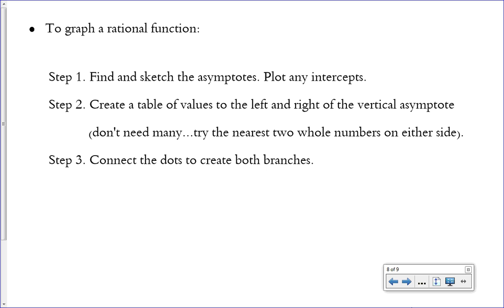Create a table of values with some things to the left and some things to the right. Basically, use the function, plug some stuff in. Figure out where this function is on the left and where it is on the right of the vertical asymptote, which is the new center for your graph. You don't need many points. Try maybe 2 whole numbers on either side. And then you'll have enough dots to create an accurate picture. So you'll just connect the dots.